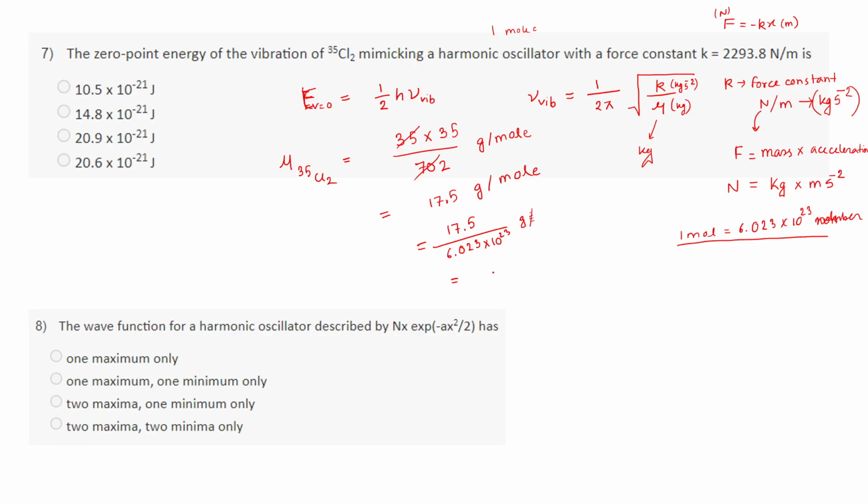Okay, so where I was, one mole means there are 6.023 into 10 to the power 23 molecules, not moles. Here we are discussing only one molecule, right? So you have to take 17.5 by 6.023 into 10 to the power 23 gram per molecule, this is the weight. This gives you 17.5 into, breaking it down so it looks similar, 10 to the power minus 24 grams, and in kg it would be 17.5 into 1.66 into 10 to the power minus 27, right?